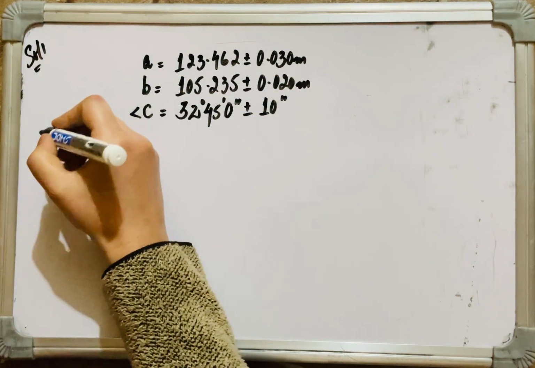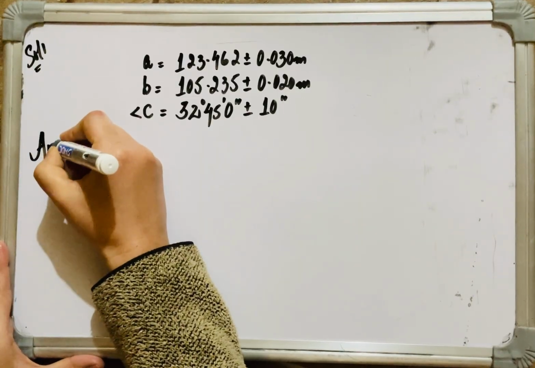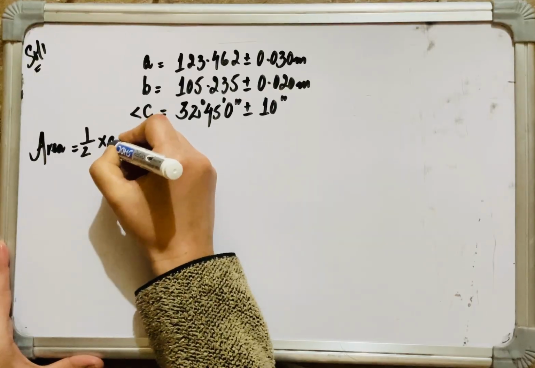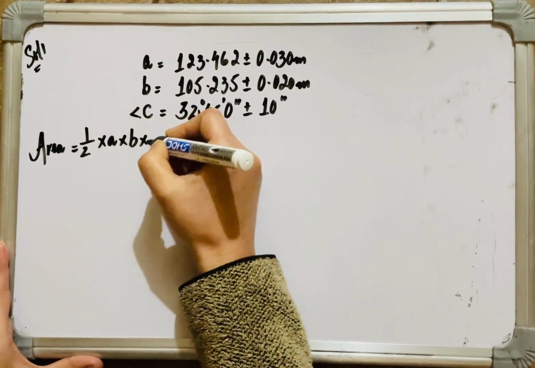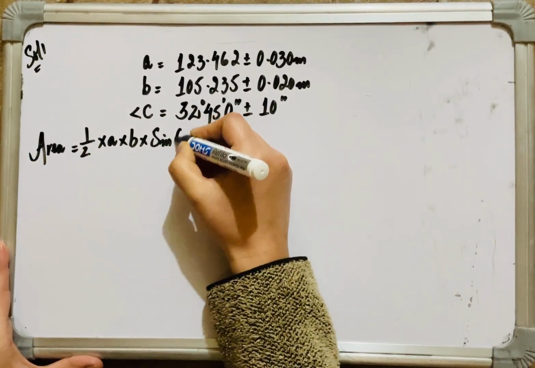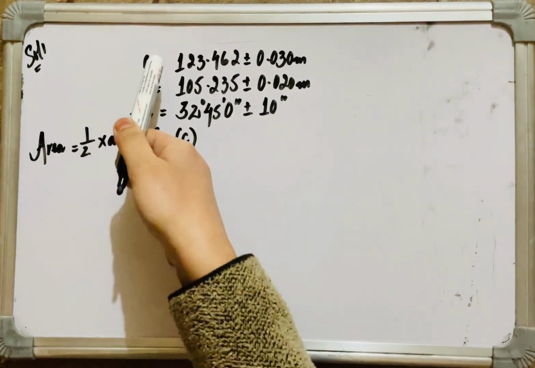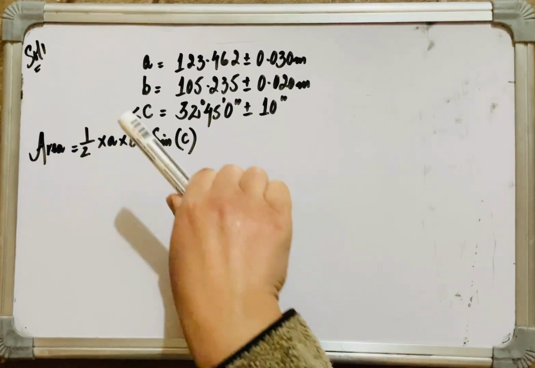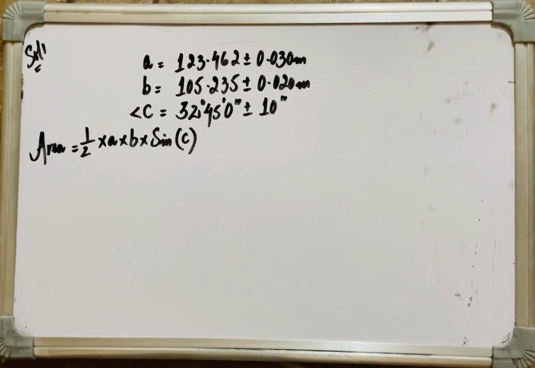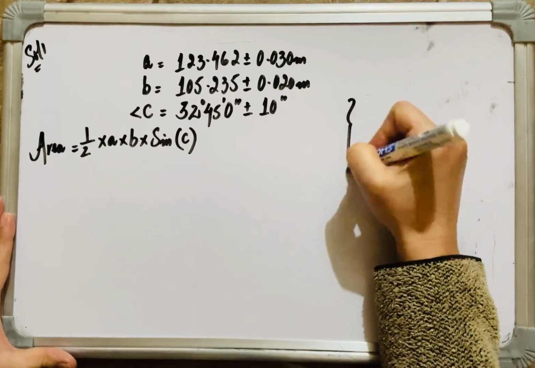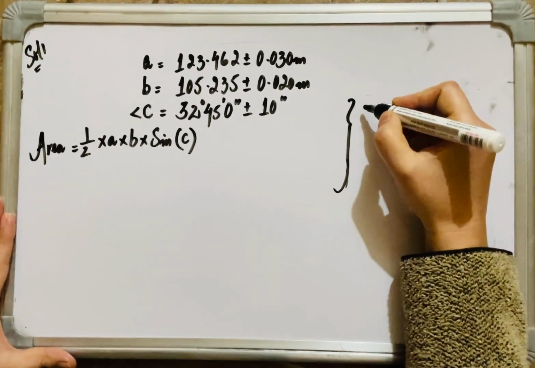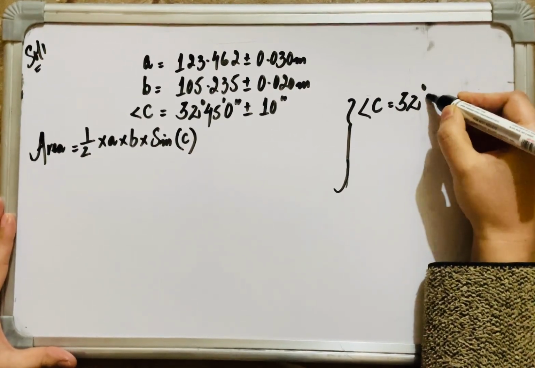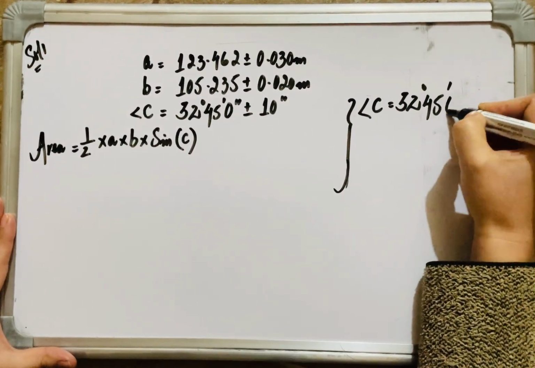As we know, the area of a triangle is given by 1/2 of AB multiplied by sine of the included angle. That is, one side multiplied with the other given side multiplied by the sine of the included angle that has been given. Our angle C is how much? It is 32 degrees, 45 minutes, and 0 seconds.